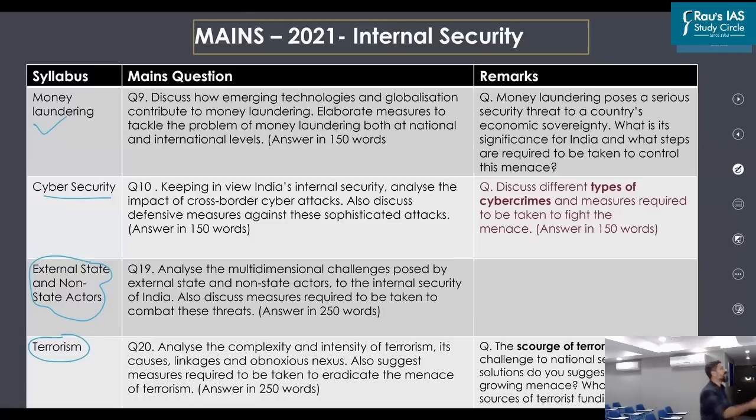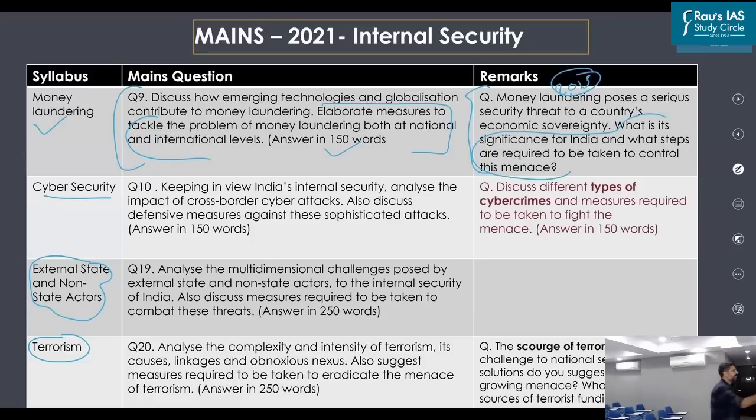If you look at this first question, it is: discuss how emerging technologies and globalization contribute to money laundering. Elaborate the measures to tackle the problem of money laundering, both at national and international level. Then if you look at this question, it was asked in 2015 by UPSC. It is a similar question. Money laundering poses a serious security threat to a country's economic sovereignty. What is its significance? What are the steps taken? So this part remains the same.